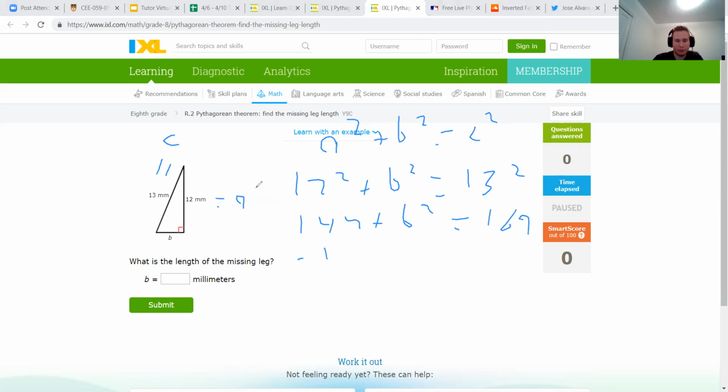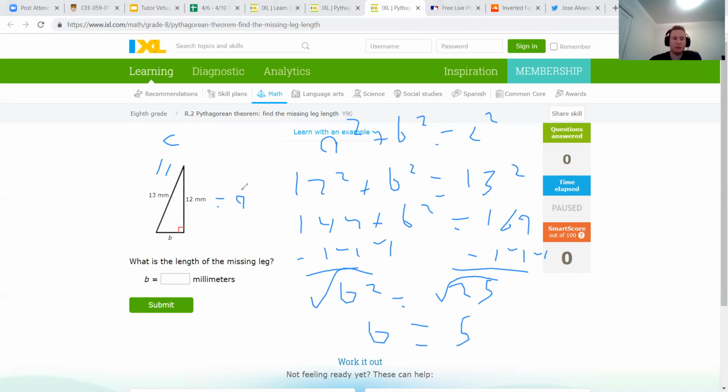Now you have to subtract 144 from both sides. That cancels out the 144 on the left side, so we'll have B squared equals 169 minus 144. Do the math here, just subtract downwards. That's 25, and then you have to take the square root of both sides. This one's pretty simple. The square root of 25 is 5. And the units are in millimeters, so 5 millimeters.